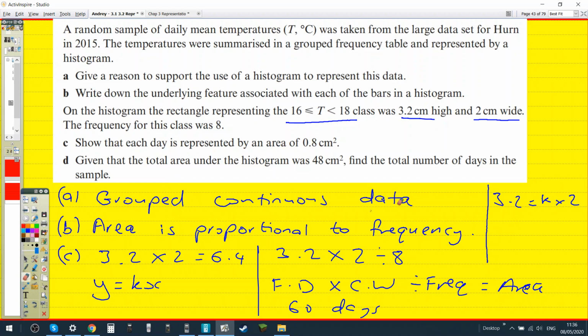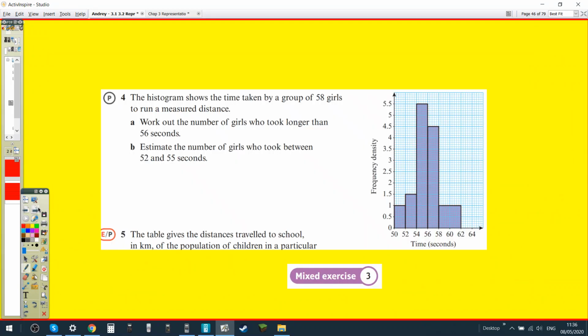What is area proportional to? No, area is proportional to frequency. So the area is proportional to the frequency. The area is what we wanted, but we have to get k to begin with. Frequency density times cumulative frequency divided by frequency. Let's take a look.